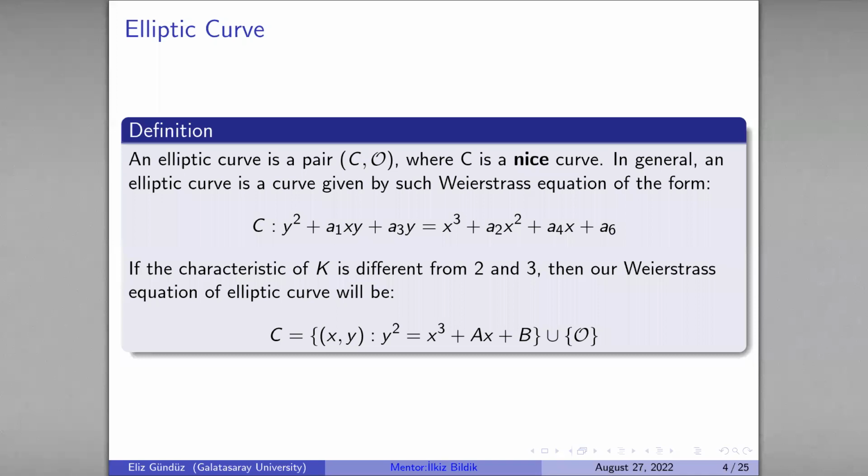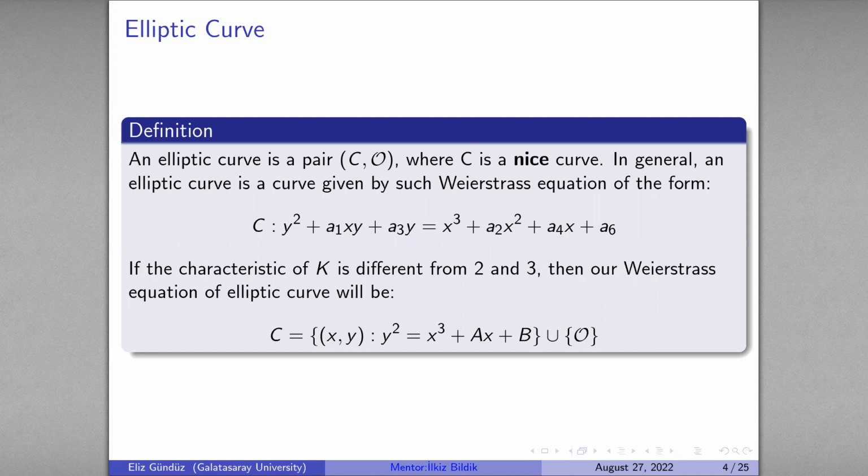We will study curves given by such Weierstrass equations by using non-homogeneous coordinates of this form. By nice, I mean smooth projective algebraic curves of genus 1. Note that not every smooth projective algebraic curve of genus 1 corresponds to an elliptic curve. It needs to have at least one rational point. And please do not forget the extra point O, which has the coordinates (0, 1, 0). We call that point the point at infinity.